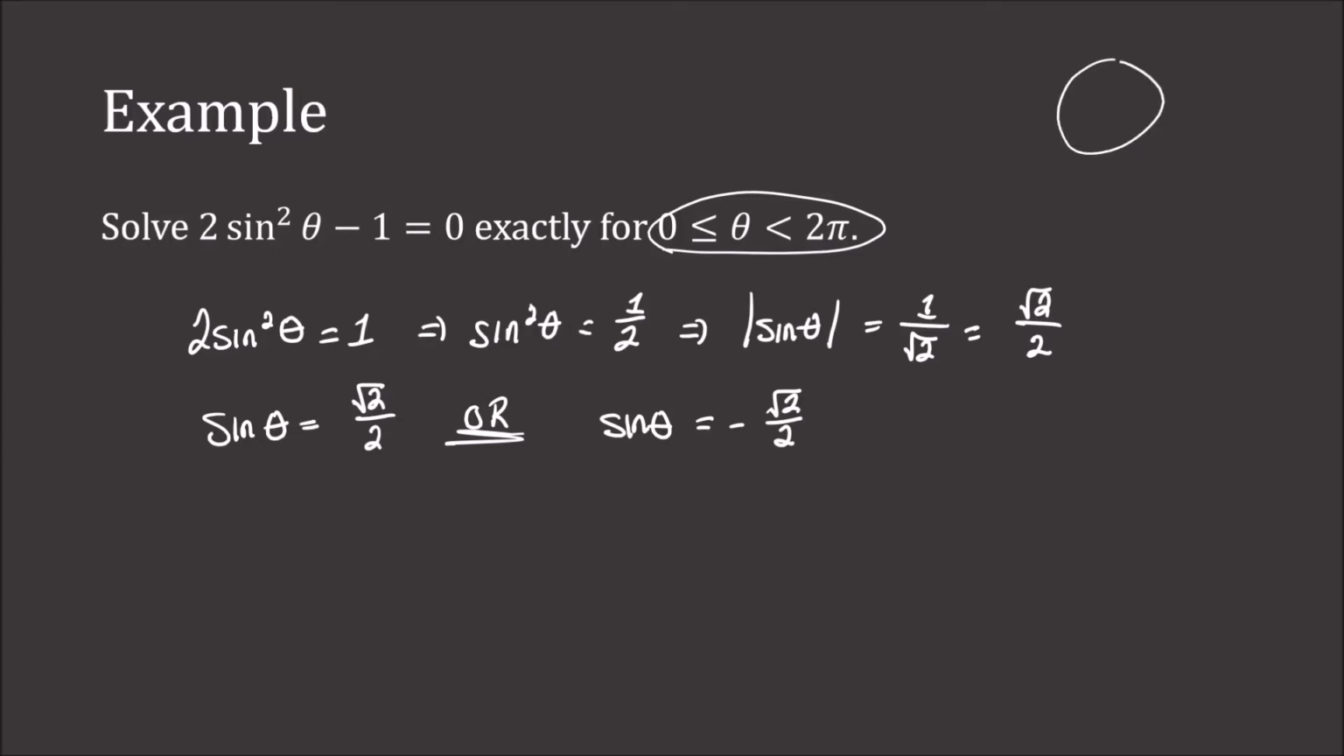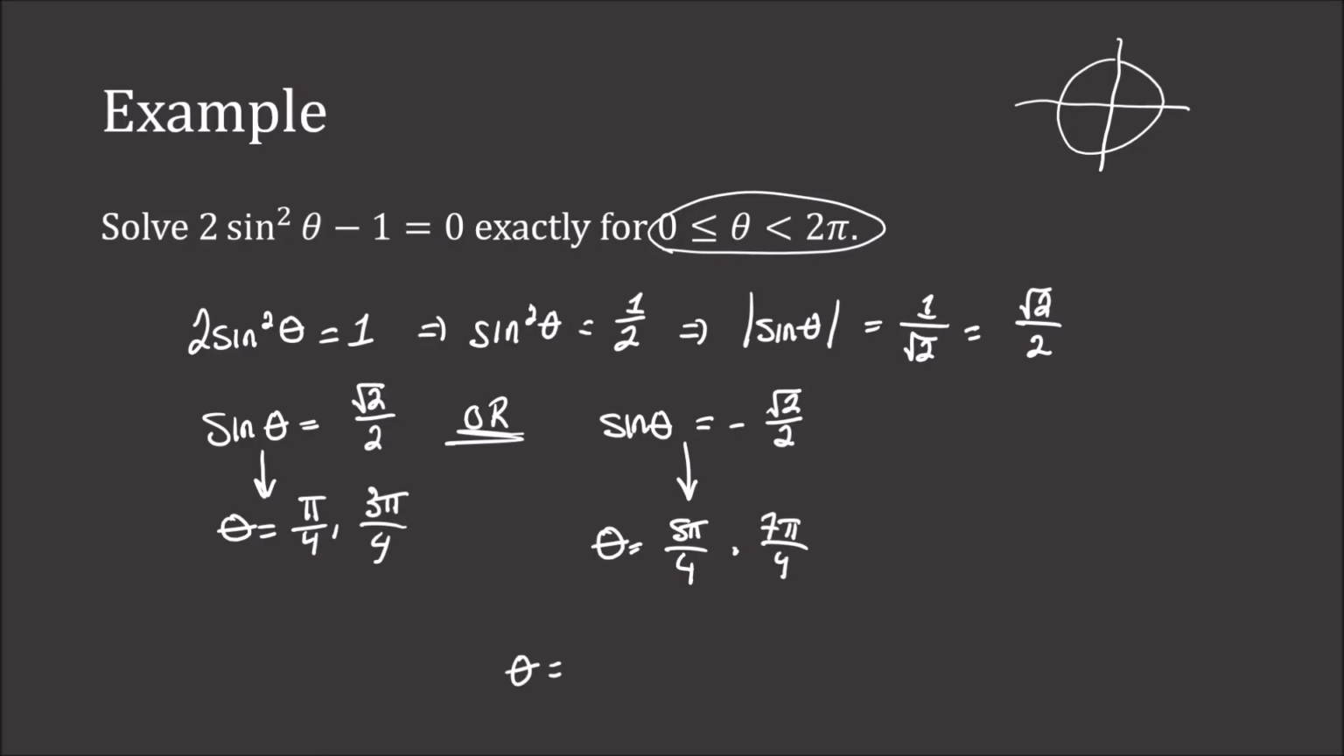So we again look at our unit circle. Sine is positive in the top 2 quadrants, negative in the bottom 2 quadrants. So for the positive, we're going to be somewhere in the top 2 quadrants, right up here. And those angles will be pi over 4 or 3 pi over 4. For negative root 2 over 2, we're down here in the bottom 2 quadrants. And those angles would be 5 pi over 4 and 7 pi over 4. So our solution's set: pi over 4, 3 pi over 4, 5 pi over 4, 7 pi over 4.